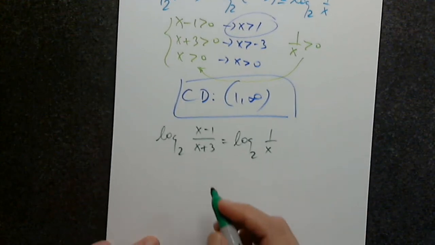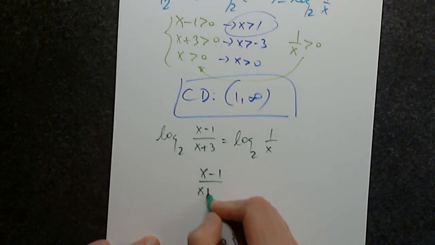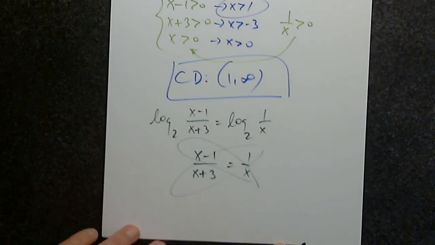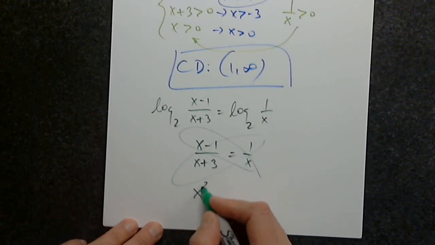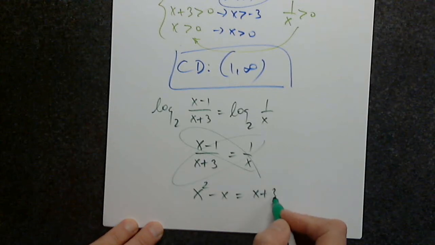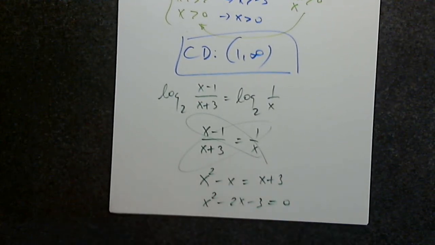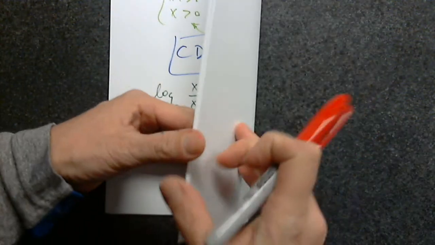So then x minus 1 over x plus 3 must equal 1 over x. And this is the proportion. We will cross multiply. x squared minus x equals x plus 3, and move everything to one side because this is quadratic. Always remember quadratic equations, depending on the format though, but in this situation I have to have 0 on one side. So I can factor completely, and that would be x minus 3 and x plus 1.